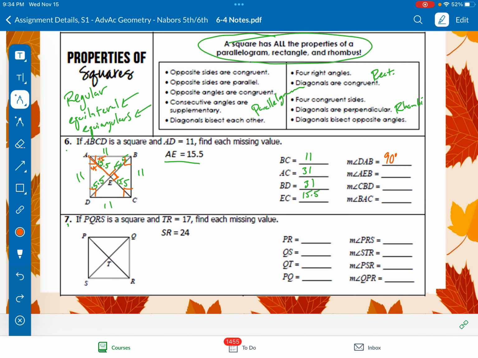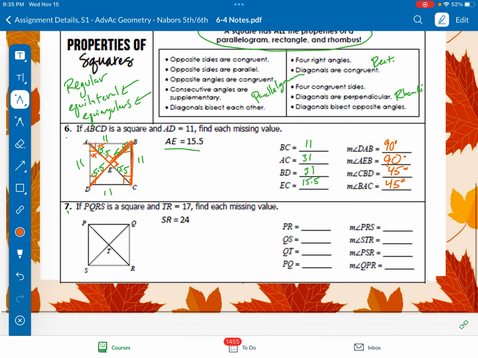AEB, A to E to B, that's where the diagonals intersect. That's 90 degrees. And then we got CBD. So C to B to D, well, that's just going to be half of 90, which is 45. And BAC, which is also 45. So again, squares, pretty easy.